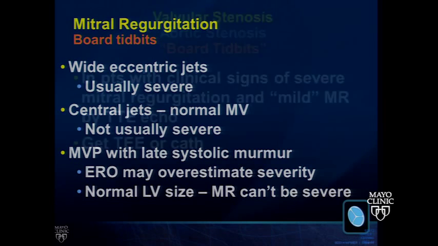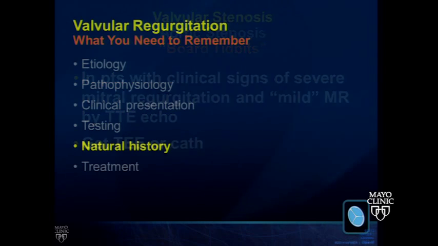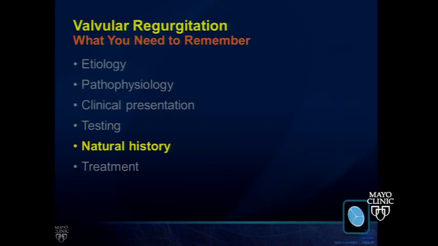Something to remember. Okay, so in patients with clinical signs of severe mitral regurgitation and only mild MR by TTE, you should go further. You may be underestimating it because of the problems with acoustic shadowing from calcification or the jet going back into the left atrium, and then you either get a TEE or get your left ventriculogram. So that's etiology, pathophysiology, clinical presentation, and testing.